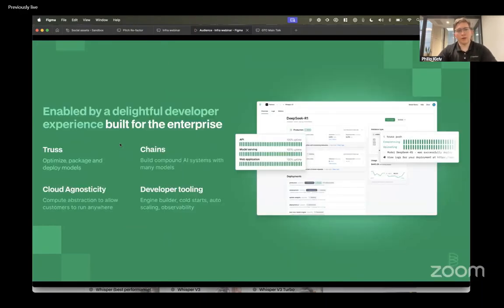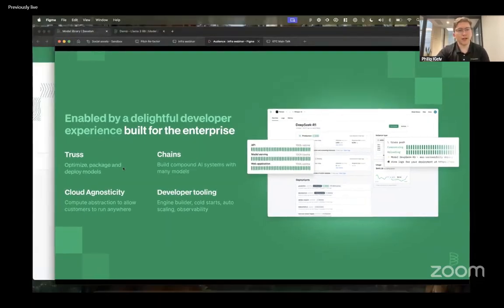And our actual platform is all about developer experience. So we're trying to make it easy to optimize, package, and deploy models, build compound AI systems out of multiple models, run those systems anywhere, and do that with a pretty fun workflow that doesn't stand in your way of getting to production, and in fact helps you get to market sooner. So what does that actually look like?